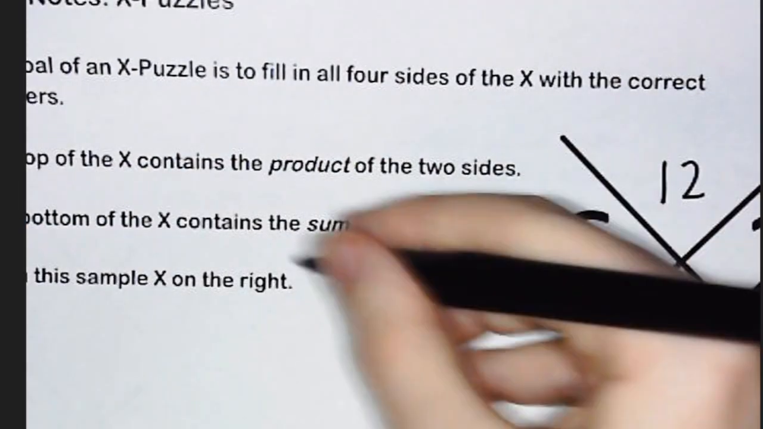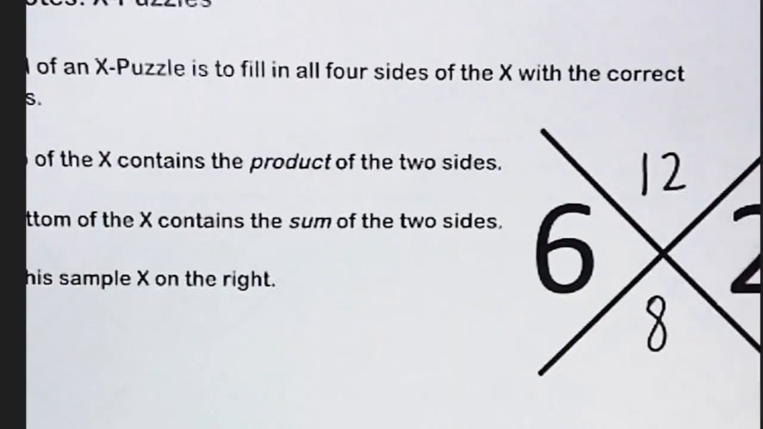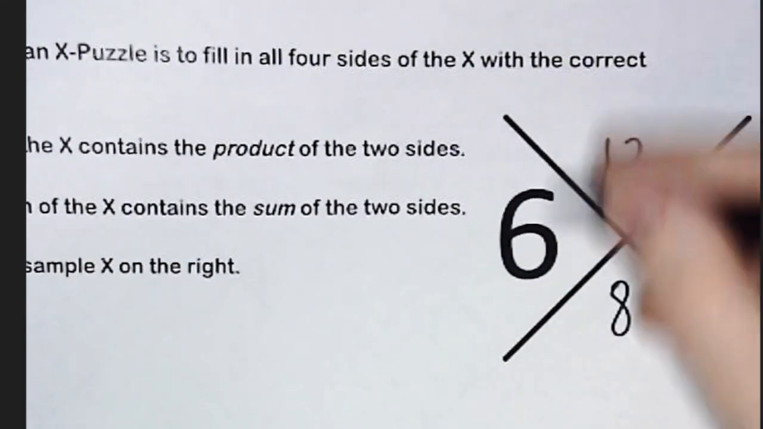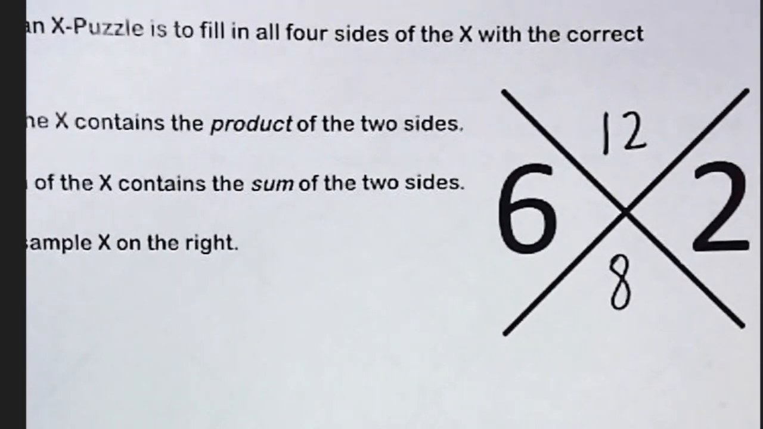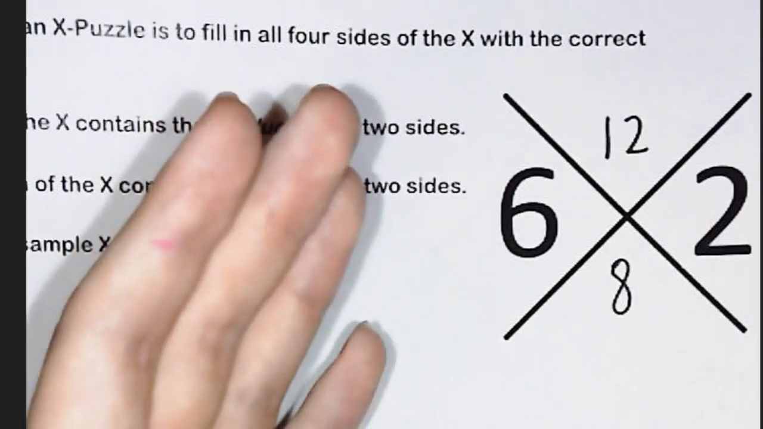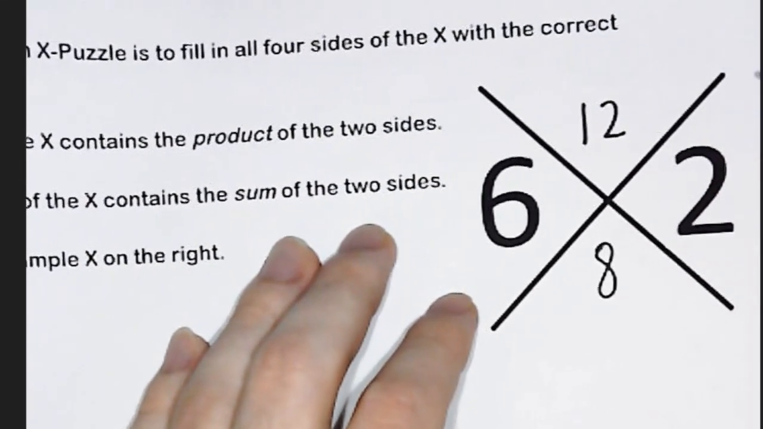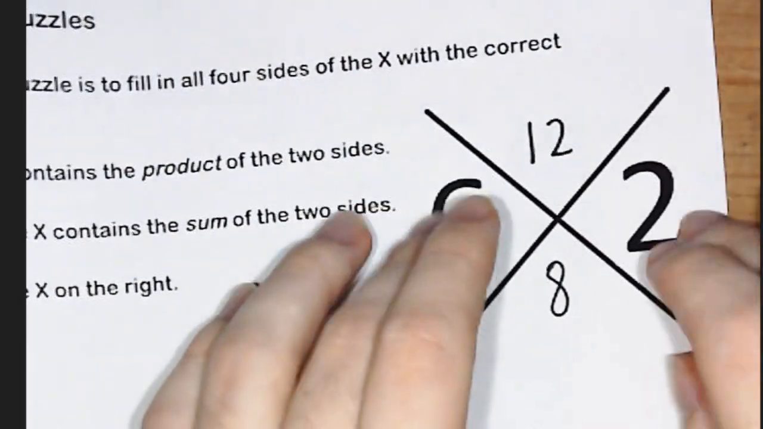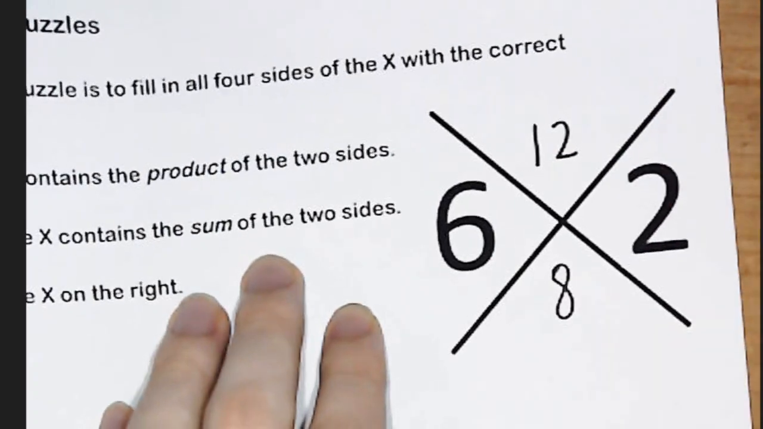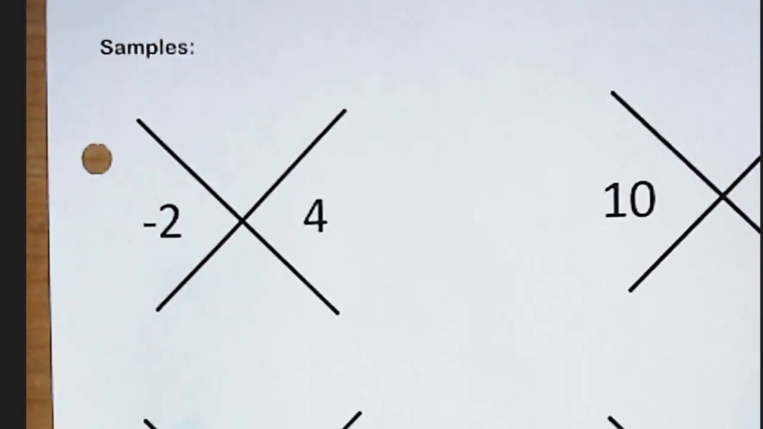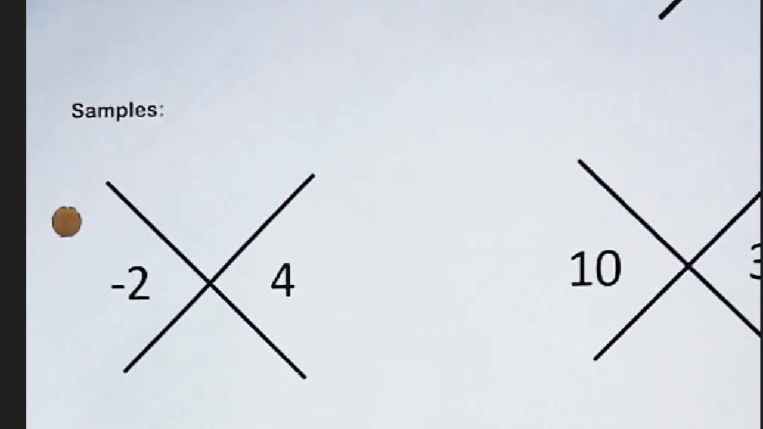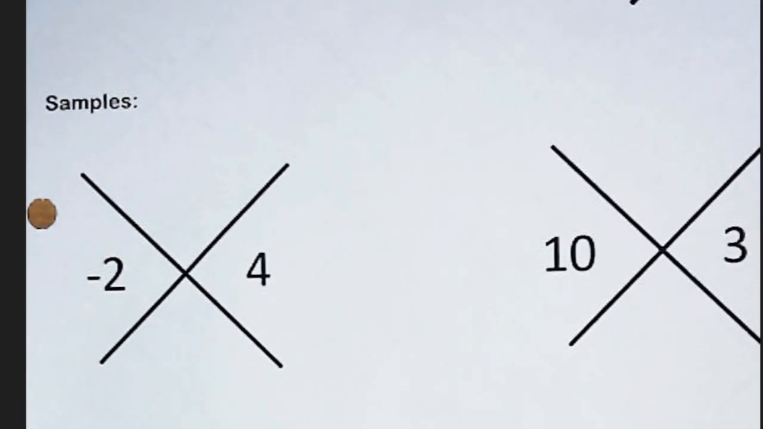The bottom of the X contains the sum of the 2 sides. So 6 plus 2 is going to give me 8. Again, sum means addition, product means multiplication. So 6 times 2 is 12, 6 plus 2 is 8, and you have successfully completed the X puzzle. The ultimate goal is to get a better understanding of how 2 side numbers can give you a certain product and sum. So let's do some examples. The 4th sample is where things start becoming a little bit clearer, and I'll show you why we're doing this in the REF7 notes.